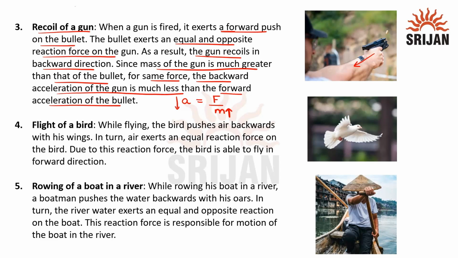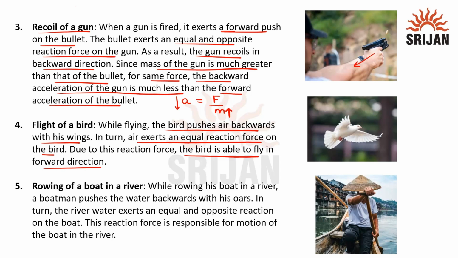Now the next example is flight of a bird. While flying, the bird pushes air backwards with his wings, and in turn, air exerts an equal reaction force on the bird, and due to this reaction force, the bird is able to fly in the forward direction.